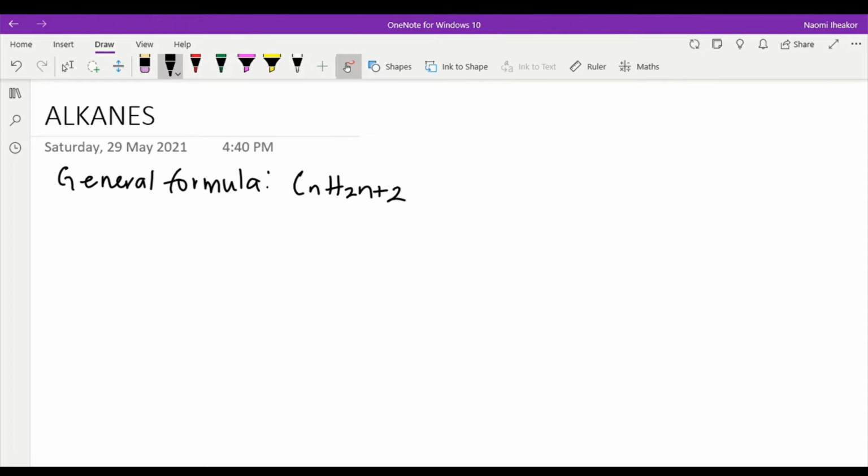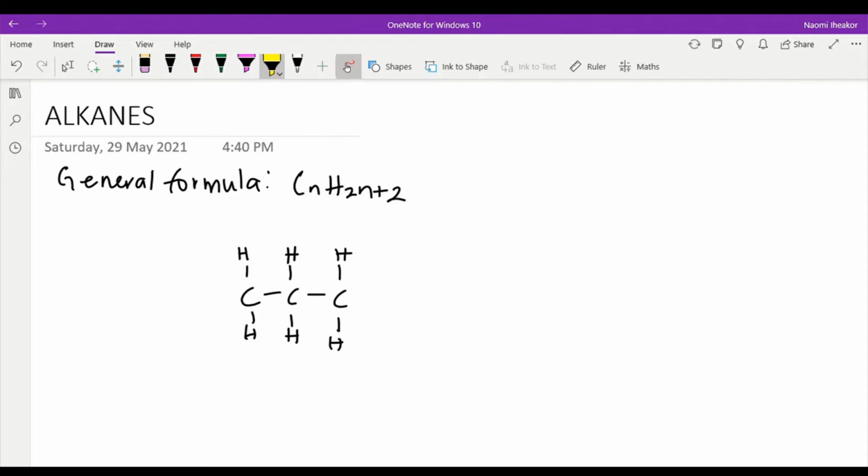And simply what this means is that for any n number of carbons, we're going to have 2 times that number of hydrogens plus an additional 2 hydrogens. And it makes sense. If we have a look at where we have 3 carbons, so n equals 3, for each of these carbons, we're going to have 2 times as many hydrogens. So 1, 2, 3, 4, 5, 6. 6 hydrogens.